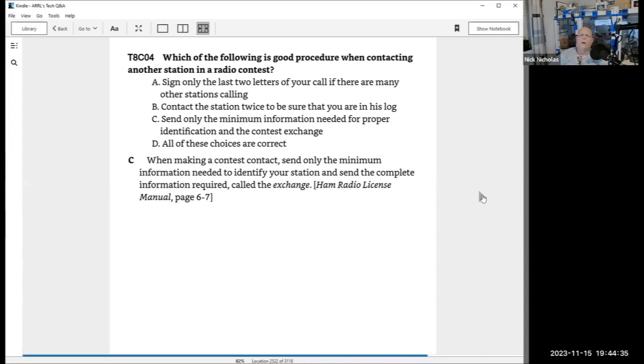Contests themselves are organized by groups, and sometimes they have certain special rules. But generally, you want to make contacts and send your station ID, a signal report, and good luck, old man. Good luck in the contest, and you're done. And the good luck, old man, in the contest is optional.